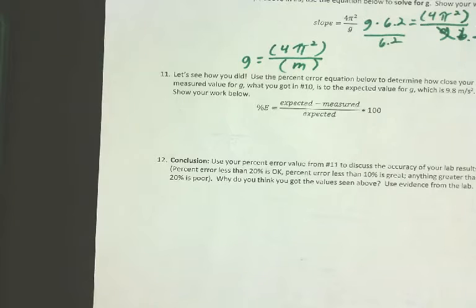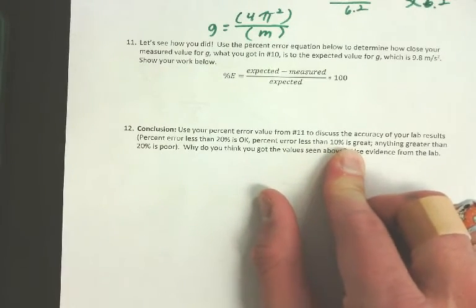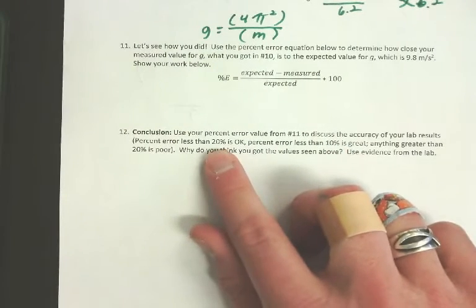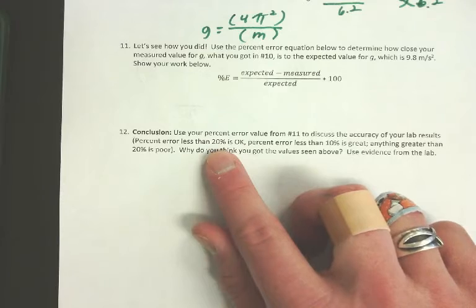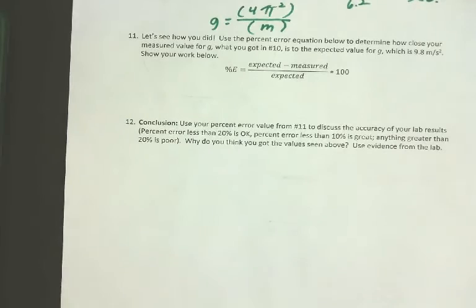There's lots of explanations. If you have less than 10% error, you don't need to do too much explaining. Overall, you are pretty good. If you are less than 20% but more than 10, you need to do a little bit of explaining, but overall you were fine. If you're over 20%, you should explain quite a few things that went wrong.